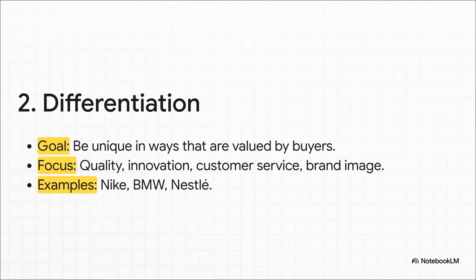The second move is the polar opposite. It's differentiation. Here, you're not trying to be the cheapest. You're trying to be unique. Companies like Nike or BMW pour everything into creating a special brand image or an innovative design or a quality that customers are more than willing to pay extra for.